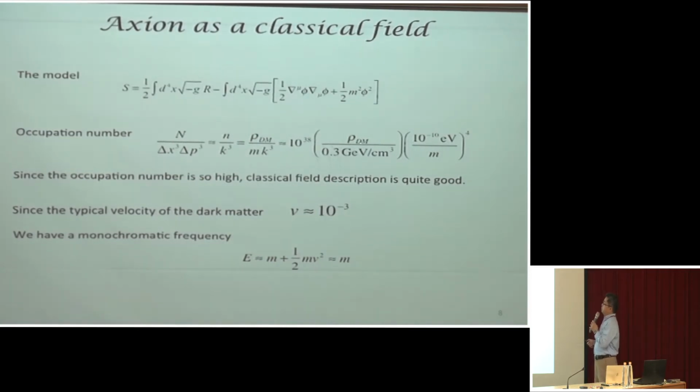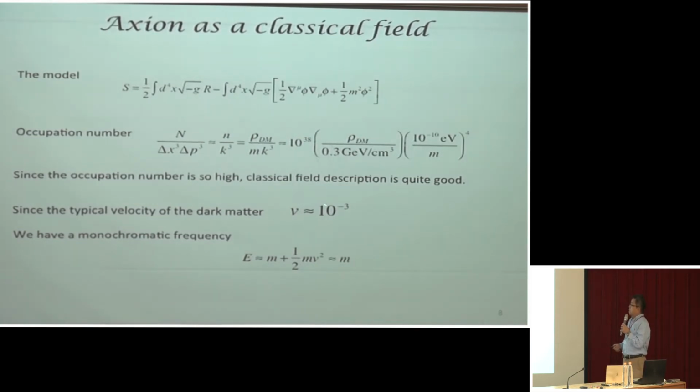Then here we assume that we borrow the number for the energy density of the dark matter, which should be 0.3 GeV per cubic centimeter. And here we assume the axion mass 10 to the minus 10 electron volt. Then in that case, we have 10 to the 38 for the occupation number. So it's huge. Since the occupation number is so high, we can describe the axion field as a classical field.